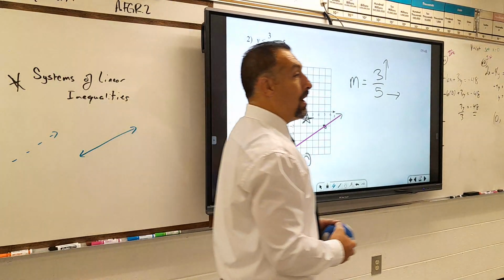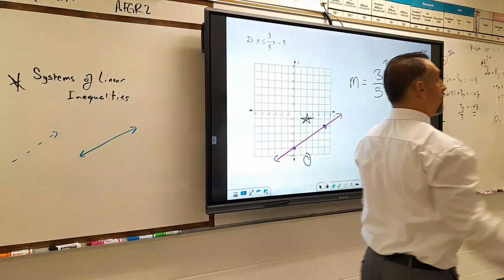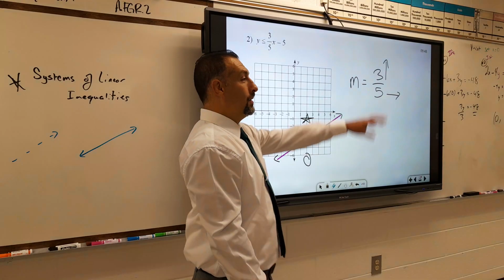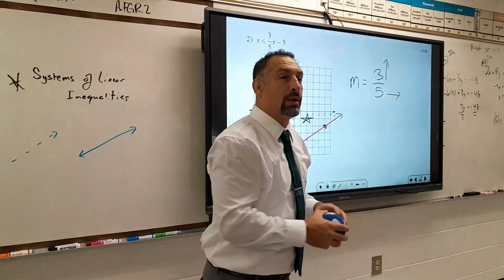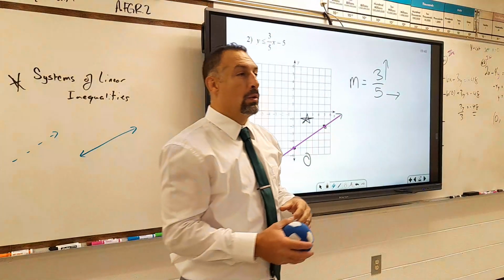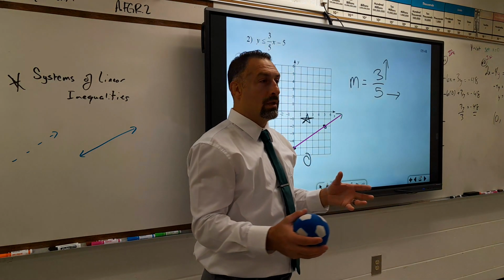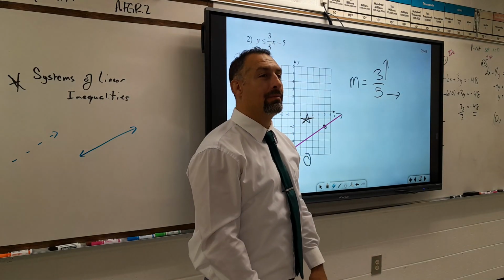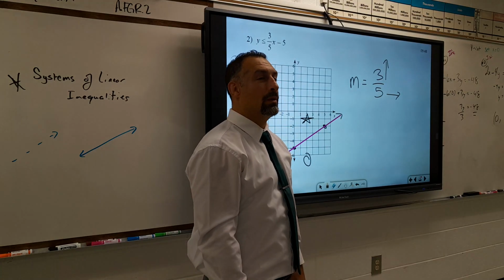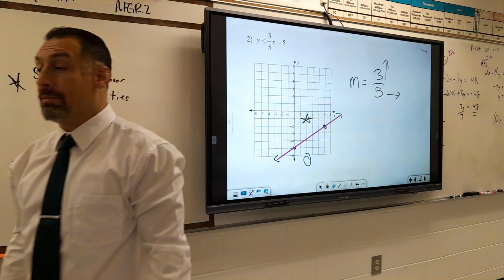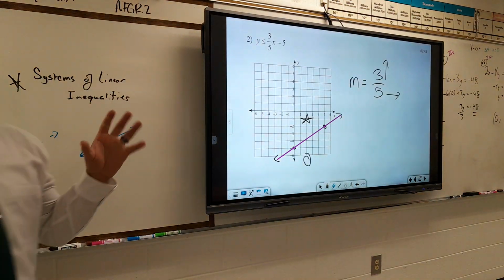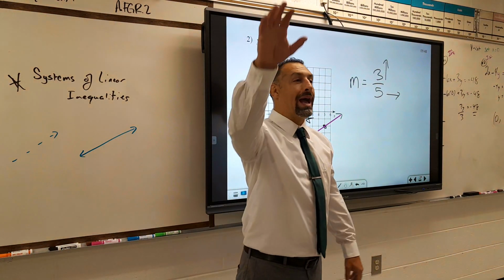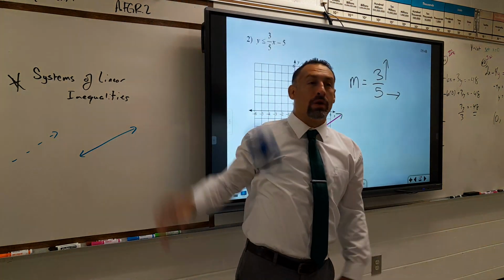Okay, so the star is above. Are we going to shade above for this one? She said we're not going to shade above. We're not going to shade above this time. Does anyone know why she's correct? She says we're not going to shade above. That means we're shading below. Why? Because it's less than? Correct. Less than is going to mean below.